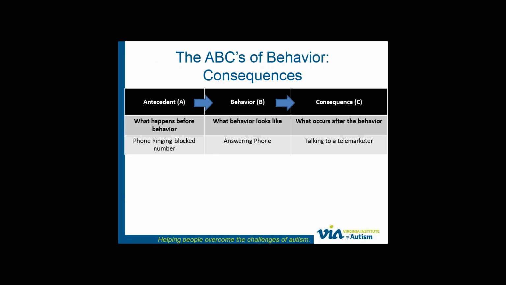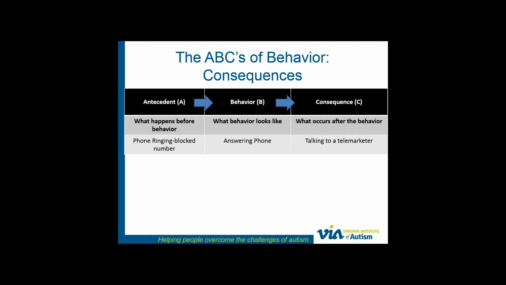So consequences. So the C of ABC stands for consequences, and this is actually one of the most important, if not the most important piece of the ABCs. So the consequences that occur after a behavior will indicate whether the behavior will occur more, will occur at the same rate, or will stop occurring in the future.